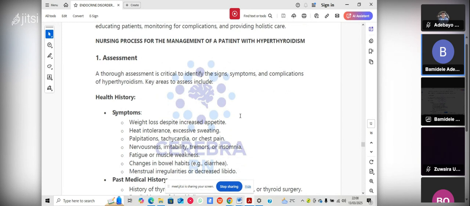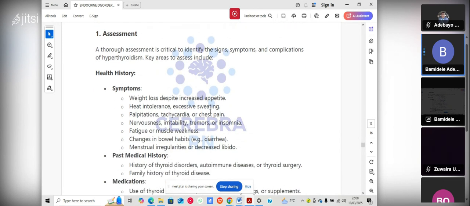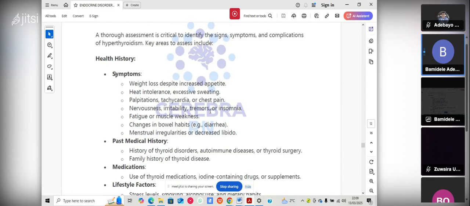Right. So, health history. In a patient with hyperthyroidism, these are the typical things that they present with. It may not be all of this that will be complained of when you speak to the patient, but these are the typical symptoms of patients that suffer from hyperthyroidism. So there's weight loss despite increased appetite. The man will say, I eat well, I eat four or five times a day, I eat a lot of food, but I am losing weight.